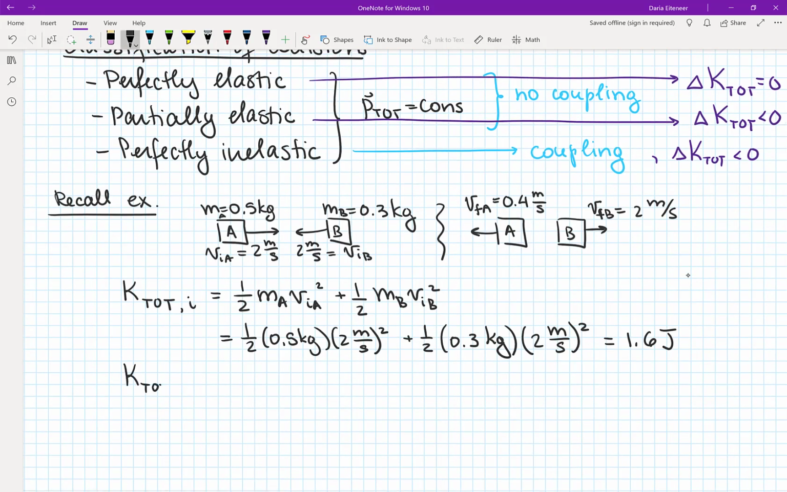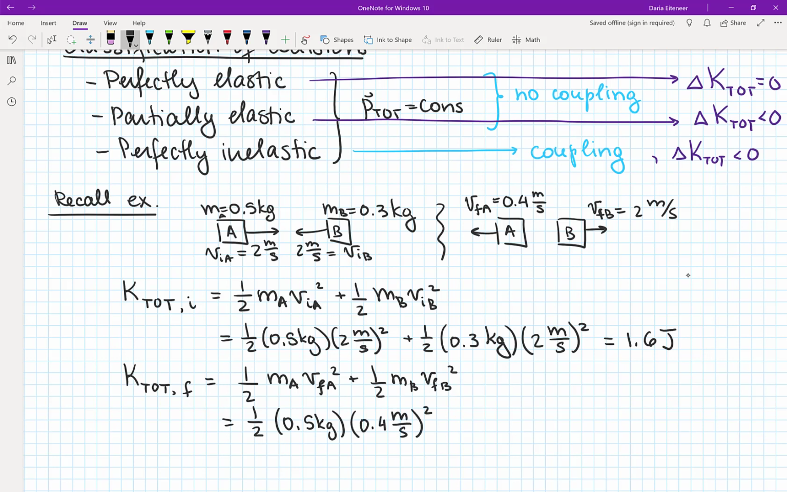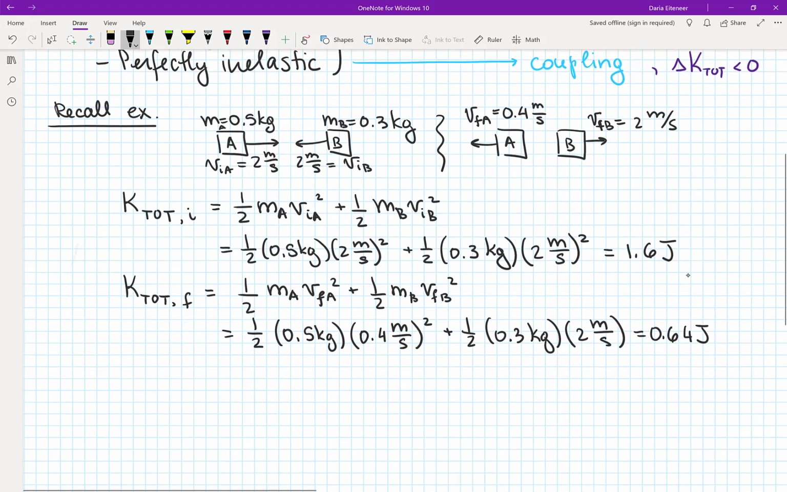And then let's calculate total final kinetic energy. I'm basically going to write it the exact same way, but use the final values for speeds. Plug everything in again. This is the one we calculated to be 0.4 meters per second. Be careful with all of those squares. And this is still 2 meters per second. So I get 0.64 joules. Notice right away that the total kinetic energy at the end is not the same as total kinetic energy in the beginning.